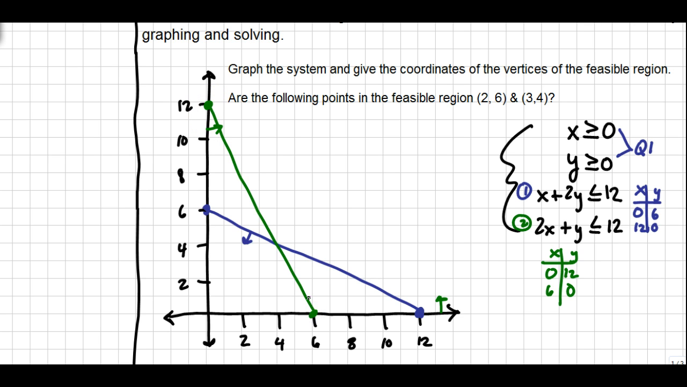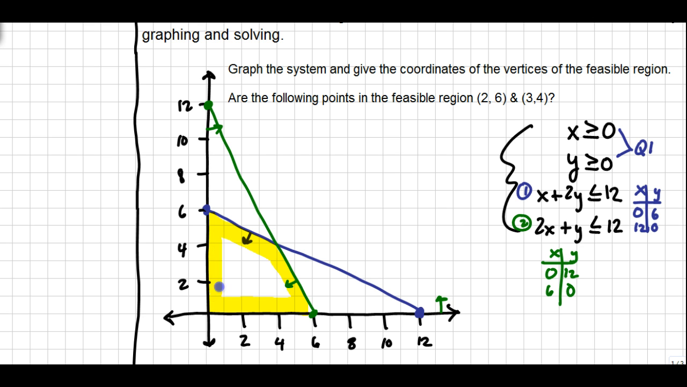Then when I decide where to shade, I plug in 0 and 0 for both again. So I'm going to get 0 is less than or equal to 12 again. So again, I'm shading below. So you can see now that the feasible region for where I'm shading everything and where it's all overlapping is just this region here.